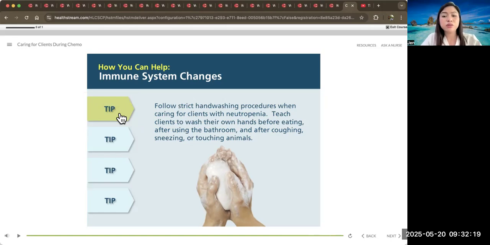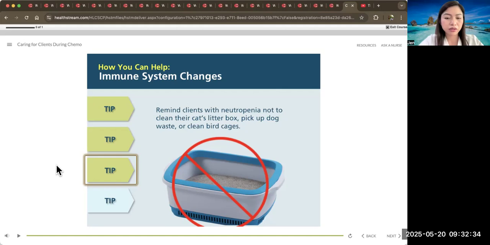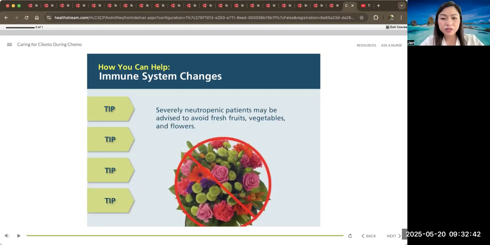Teach clients to wash their own hands before eating, after using the bathroom, and after coughing, sneezing, or touching animals. Limit your clients' exposure to people with colds or flu, and avoid large crowds. Remind clients with neutropenia not to clean cat litter boxes, pick up dog waste, or clean bird cages. Severely neutropenic patients may be advised to avoid fresh fruits, vegetables, and flowers.